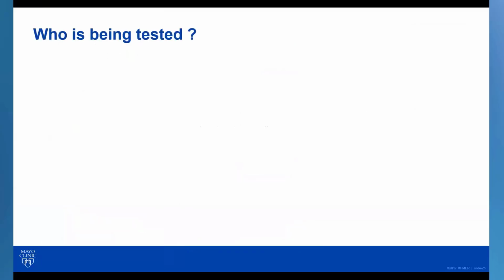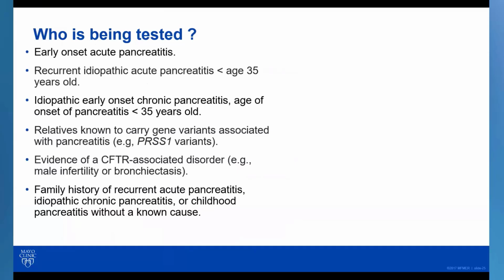Now, who should we test? This is the list that I go by. The ones that I would want to consider for genetic testing are the ones with early onset acute pancreatitis. You have a child who comes in with acute pancreatitis, I would certainly consider genetic testing. Likelihood of landing a positive result is going to be high. Additionally, an individual who comes in with recurrent idiopathic acute pancreatitis, less than the age of 35, typically a younger population.